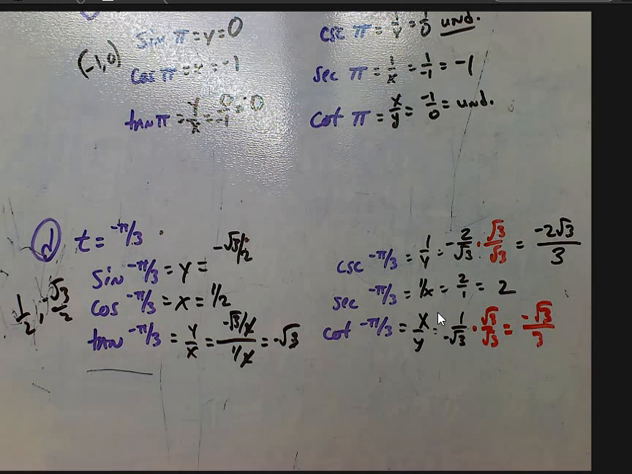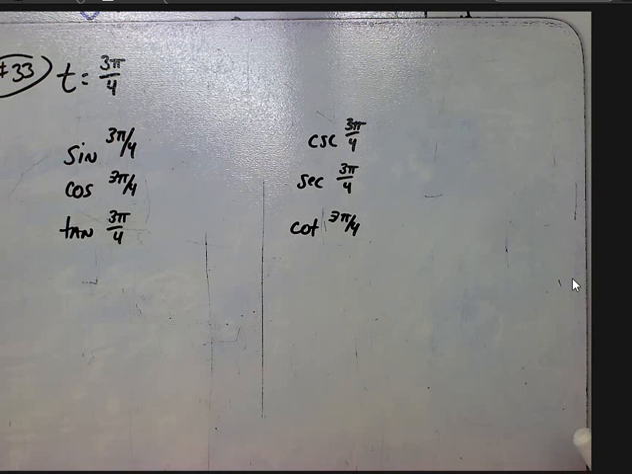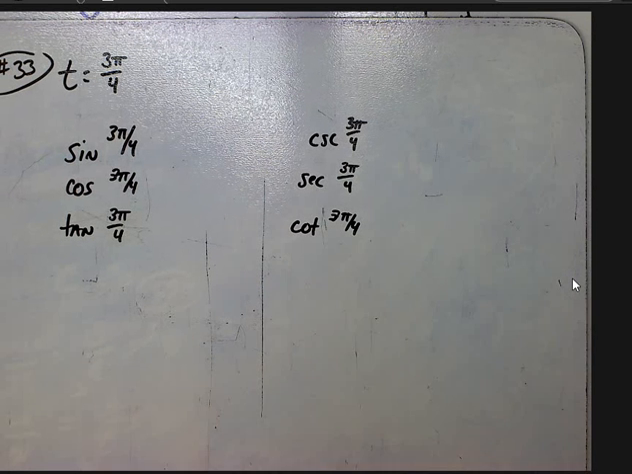I'd like for you to do number 33 out of your book. Number 33, which is tangent 3 pi over 4. I'd like for you to press pause, and then when you come back, you can check your answers and see if you got them right.